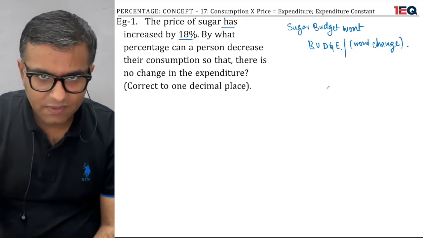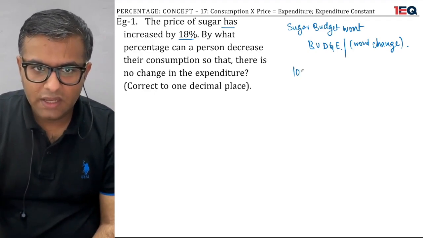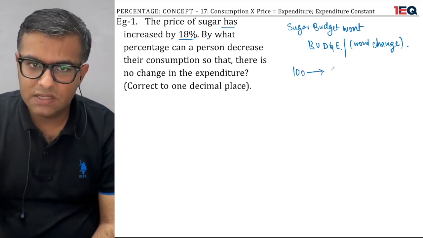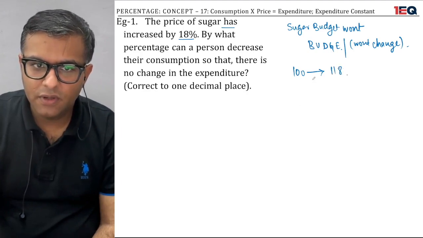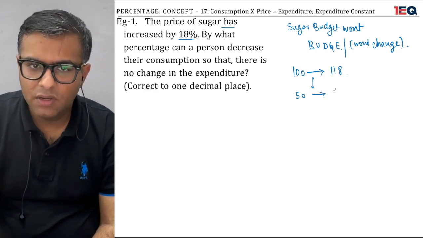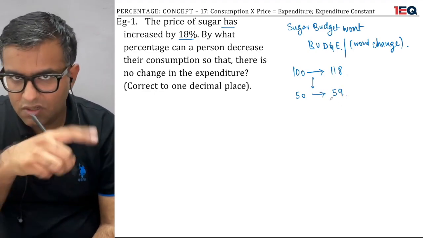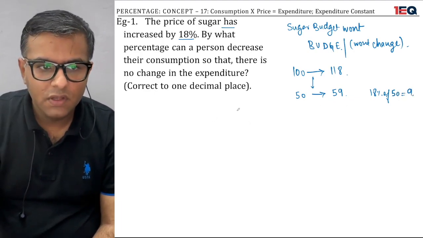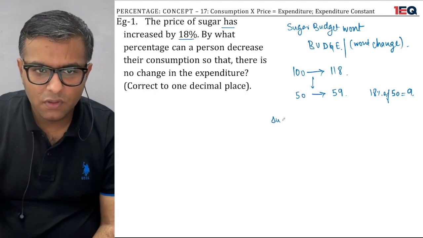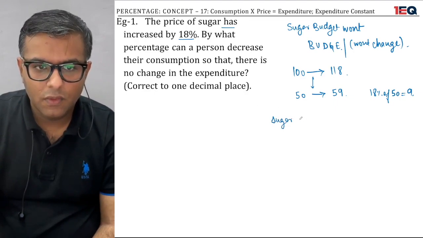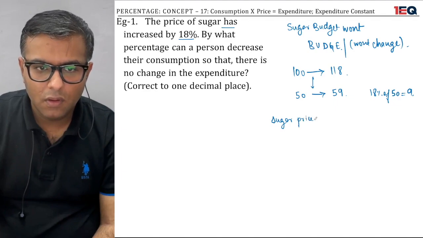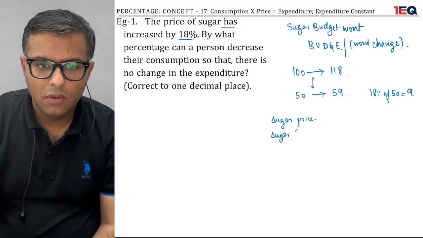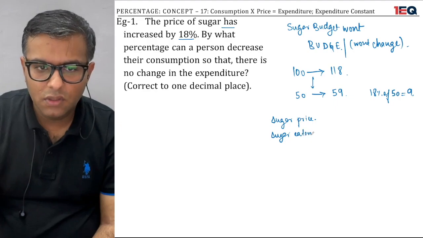The price of sugar has increased by 18%. Okay. I can say if I have 100 rupees in my pocket and 18% has increased, it is 118. I will try to reduce it to a simpler number to avoid calculation problems. If I have 50 rupees in my pocket, then I can say that 9 rupees is the cost that has increased, because 18% of 50 is equal to 9. Okay. So I'm talking about sugar price, and I'm talking about sugar eaten, or the sugar consumption.